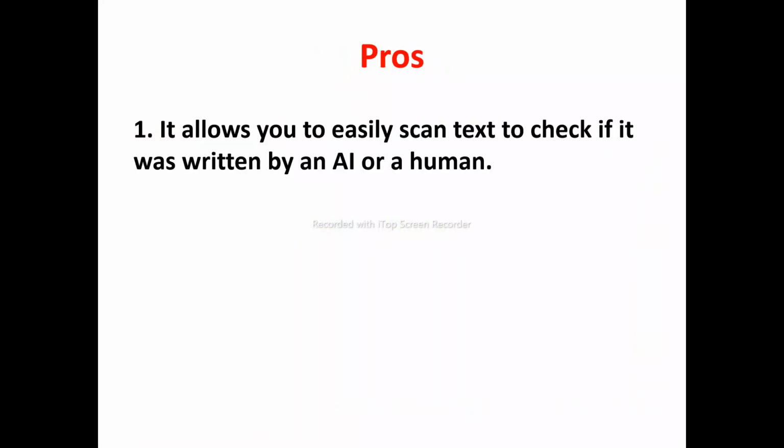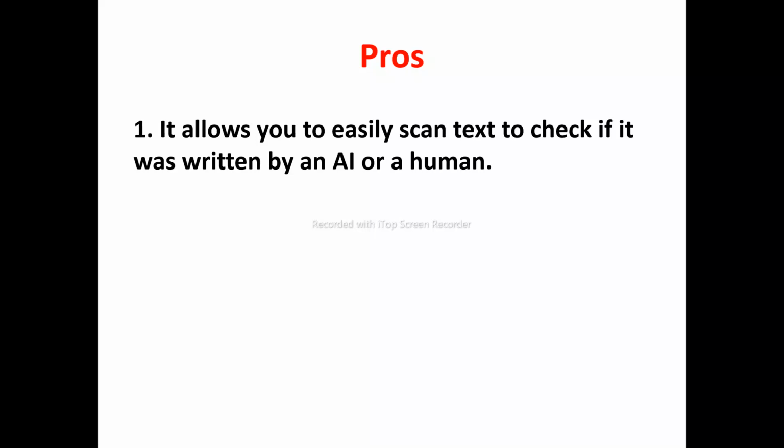Now let's look at the pros of GPT-Zero. Number one, it allows you to easily scan text to check if it was written by an AI or a human. That is, GPT-Zero is an AI content detection tool that allows you to scan your document. If you're a teacher and you want to scan the content or the article written by a student, you can easily make use of GPT-Zero to scan if it was written by an AI or by a human.